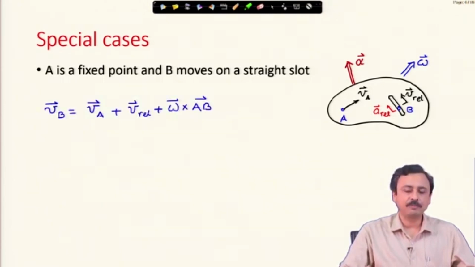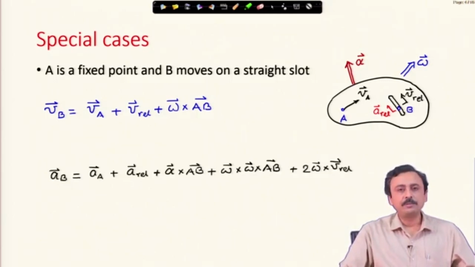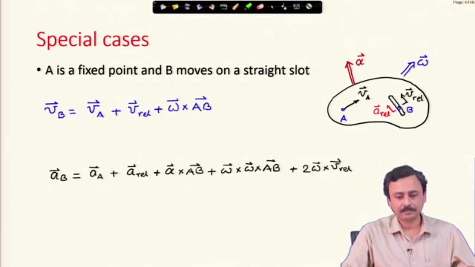Then there is no simplification, the whole expression is required. You have VREL and of course omega cross AB, the body is rotating at angular velocity omega. Similarly for acceleration, all the terms are present: angular velocity, angular acceleration, and all those effects because of VREL and AREL. So, all the terms are present.